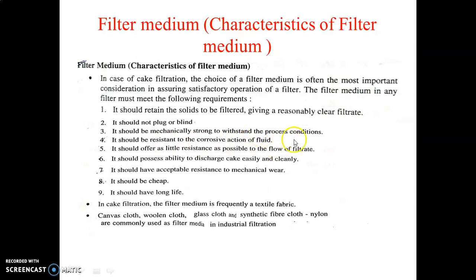Okay. So if the fluid is corrosive, suppose this slurry is corrosive, then it should resist the corrosive action, or it should not produce a corrosive action on that fluid. Then it should offer as little resistance as possible to the flow of filtrate. So if the filter medium resistance is very high, then the delta P is also increased, so it will affect the filtration rate. So it will offer small resistance.